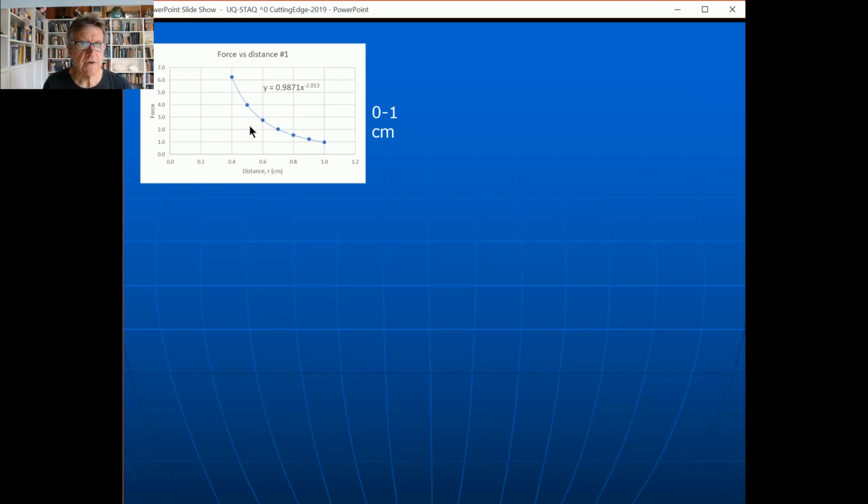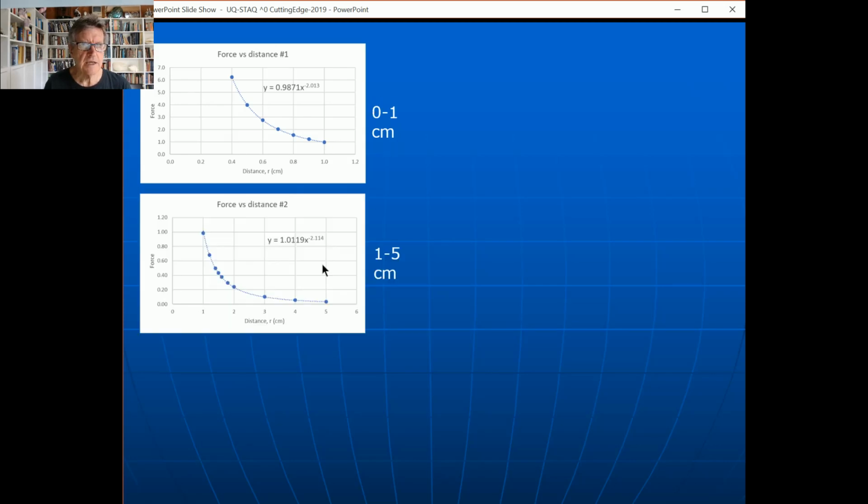So look, here it is from 0.4 of a centimetre up to 1, basically from 0 to 1 centimetre. Here it is from 1 to 5 centimetres. Okay, so you'll notice it starts off at inverse squared. And it's a little bit more than inverse squared here. It's 2.1, so it's 1 on x to the power of 2.1.